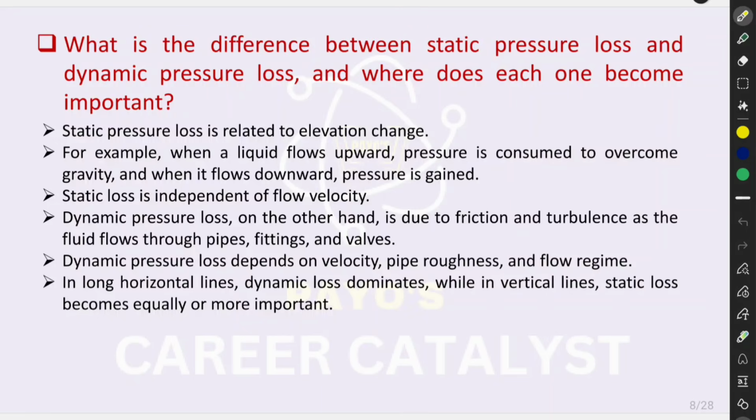Dynamic pressure loss, on the other hand, is due to friction and turbulence as the fluid flows through pipes, fittings, and valves. Dynamic pressure loss depends on velocity, pipe roughness, and flow regime. In long horizontal lines, dynamic loss dominates, while in vertical lines, static loss becomes equally or more important.